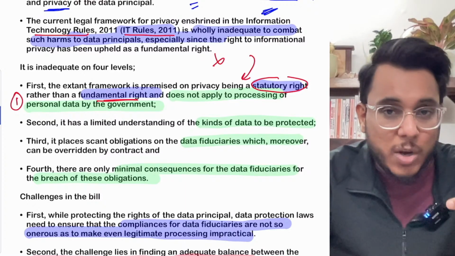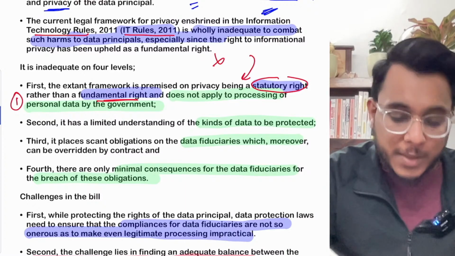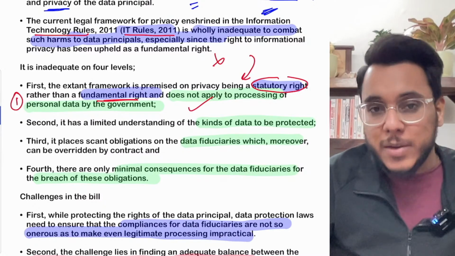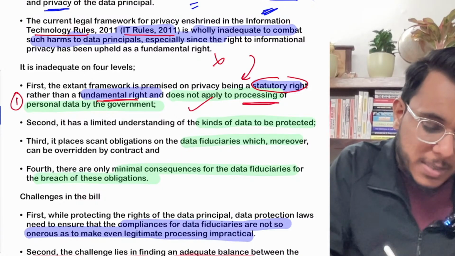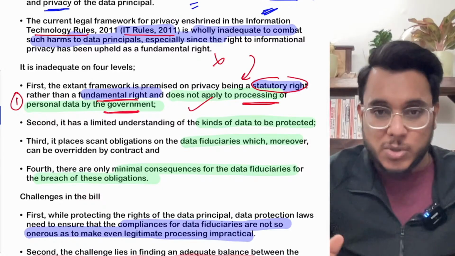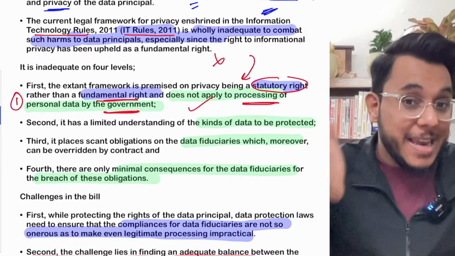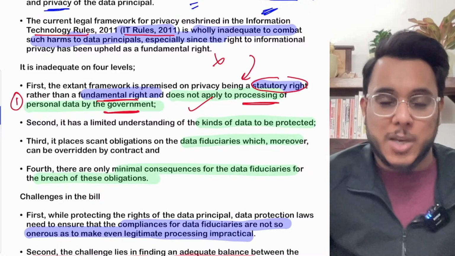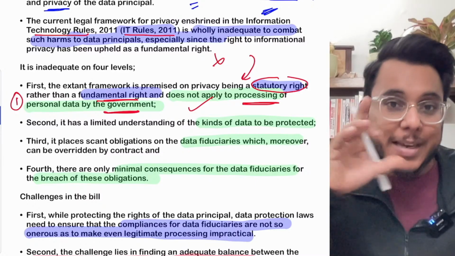So, in that recognition, with that higher level of protection, we need a new law. That is one thing. Secondly, the IT Act and IT Rules don't apply to the processing of personal data by the government. Now, the government is also collecting a lot of data and processing it. So how will citizens have protection against the government when the government is processing their data? These things are not discussed in the IT Act and IT Rules. So, therefore, a new law is again needed.